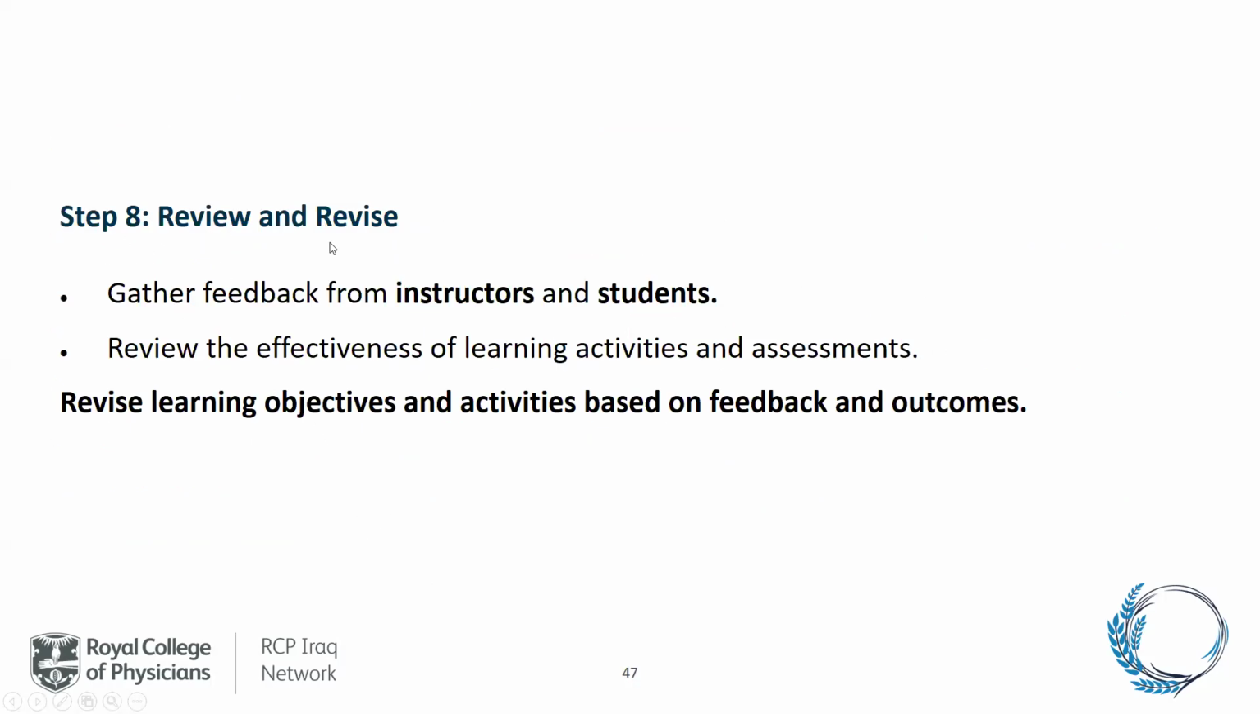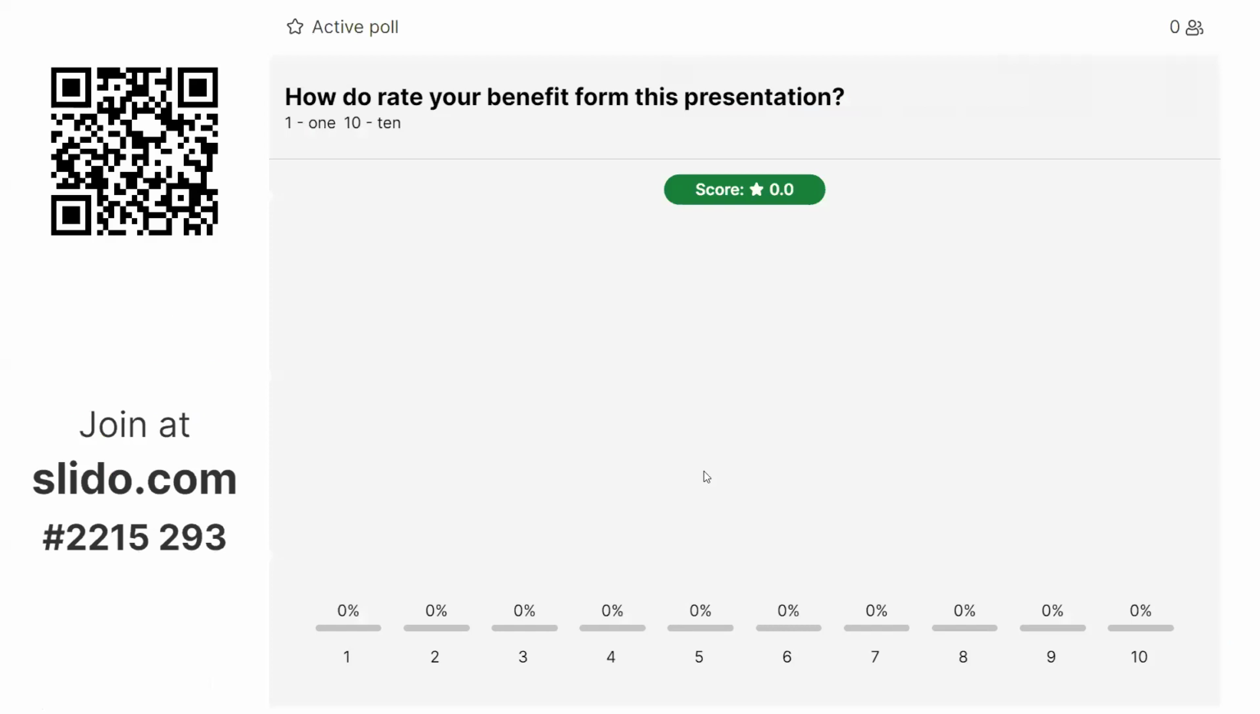Finally, review and revise. You always have to review and revise. Gather feedback from the instructor who is with you and from the students as well. Review the effectiveness of the learning activity and assessment. Revise the learning objective and activity based on feedback and outcomes.